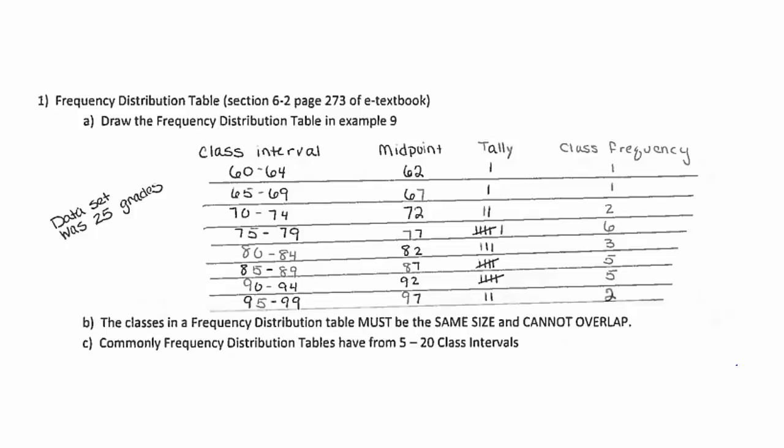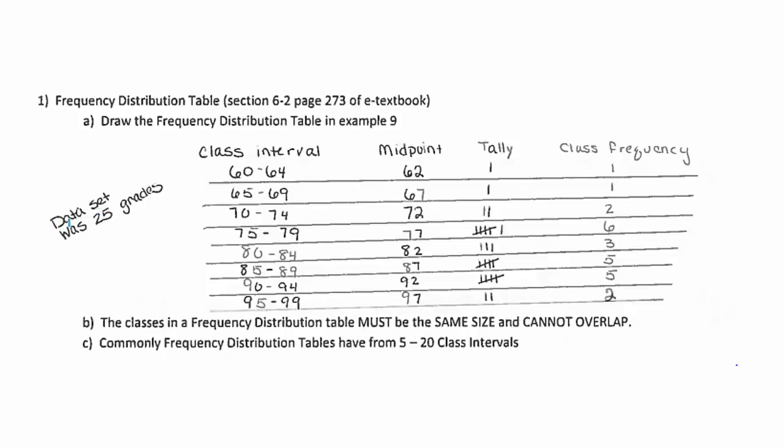We are going to take a look at our pre-lecture notes to learn about graphs and what type of graph is best for what type of data. The first piece of our pre-lecture notes is to make a frequency distribution table. Very important here is what kind of data this frequency distribution table came from.